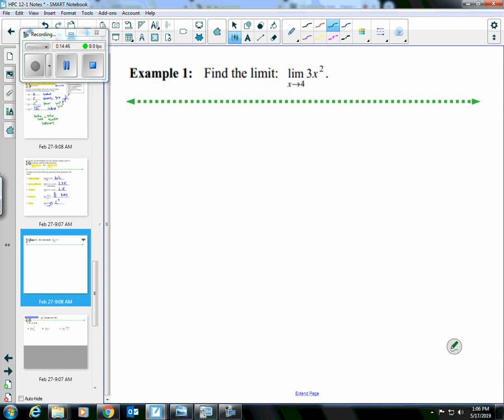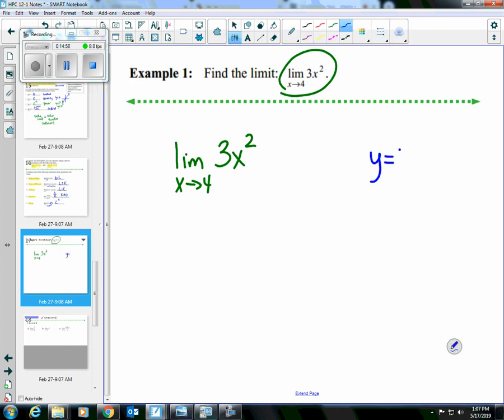We have a lot of properties, but let's see if we can do one. So we have the limit as x approaches 4 of the function 3x squared. Okay, so the first thing I want you to think about is the function 3x squared for a second. So y equals 3x squared. So that's a parabola. It's degree 2, and it is a continuous function.